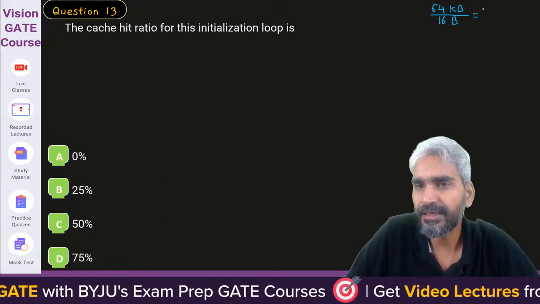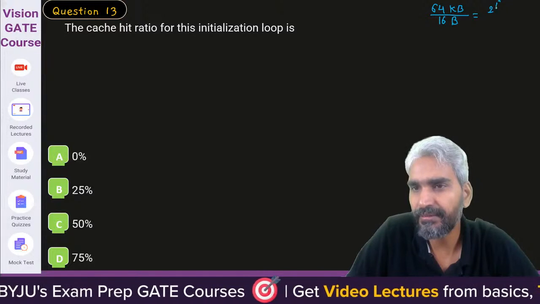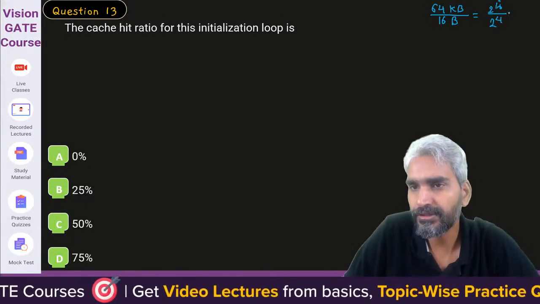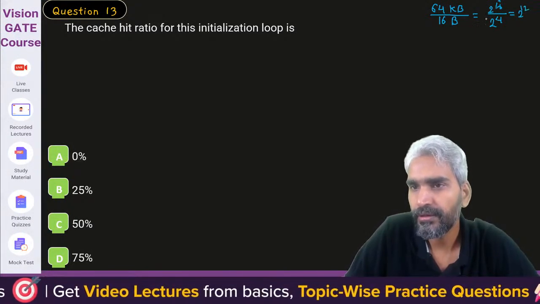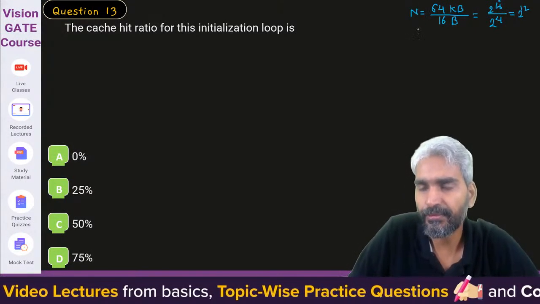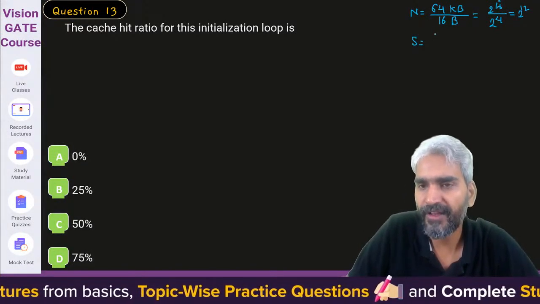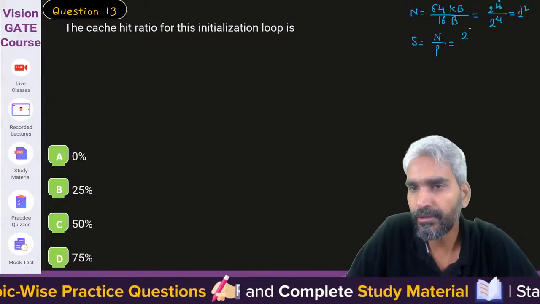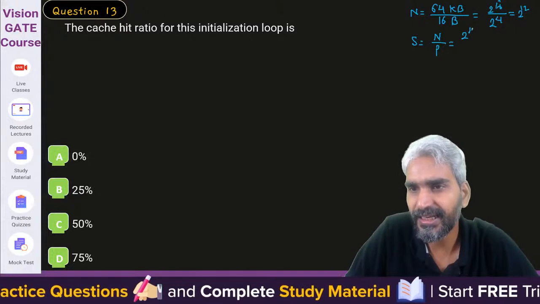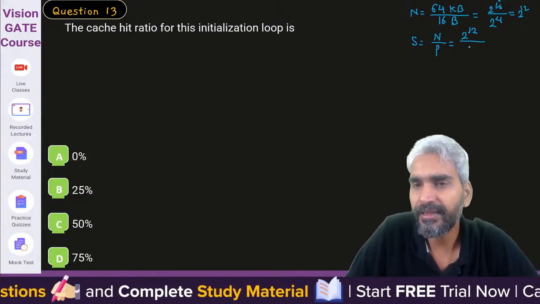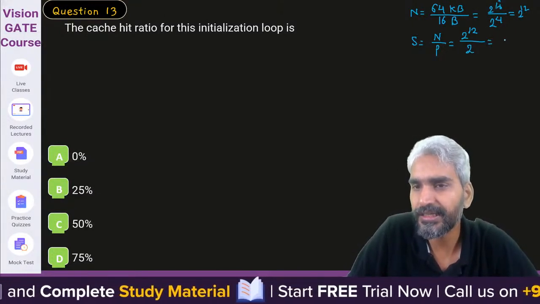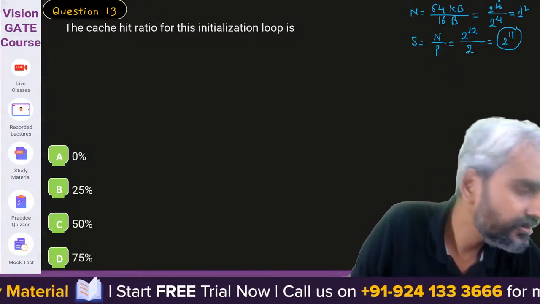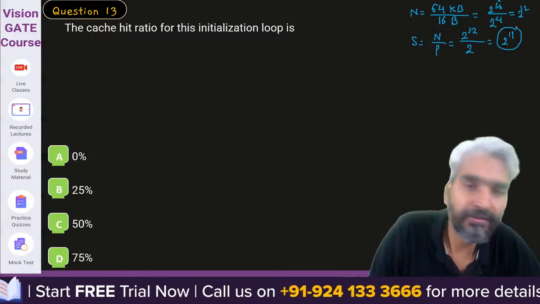So this is nothing but 2 raised to power 16 divided by 2 raised to power 4, that is 2 raised to power 12. This is the number of cache lines. So what will be the value of S, the number of sets? Number of sets will be n by p. We know the number of cache lines is 2 raised to power 12, and the value of p is given as two-way set associative. Therefore, there will be 2 raised to power 11 sets.